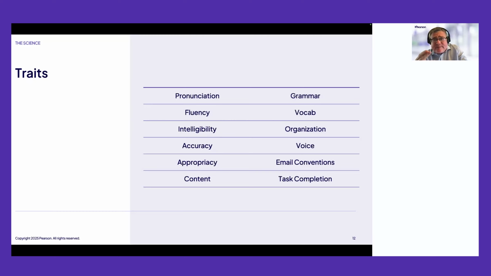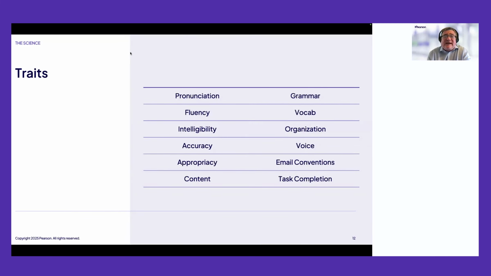So, for example, pronunciation, fluency, intelligibility, how well can I be understood? Accuracy, we all understand accuracy, grammatical or vocabulary accuracy. Appropriacy, am I using the right word in the right way? Is the content that I'm producing appropriate? So, for example, if I'm asked a question on a particular subject, is the answer that I give relevant to that question that I've been asked?